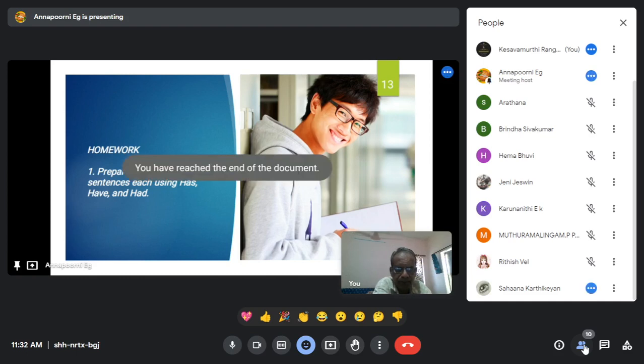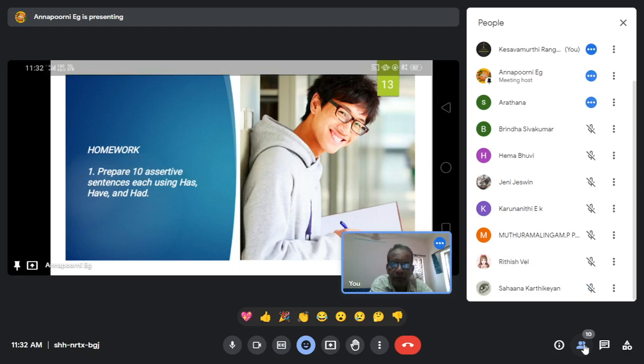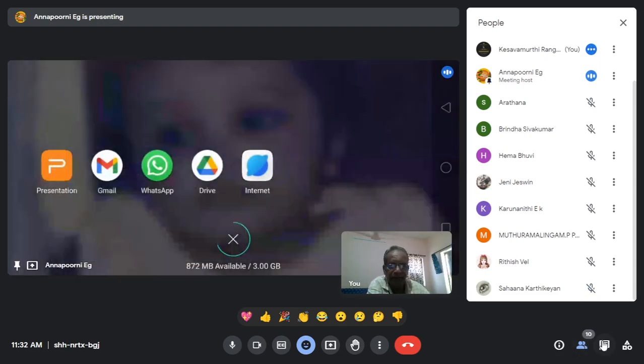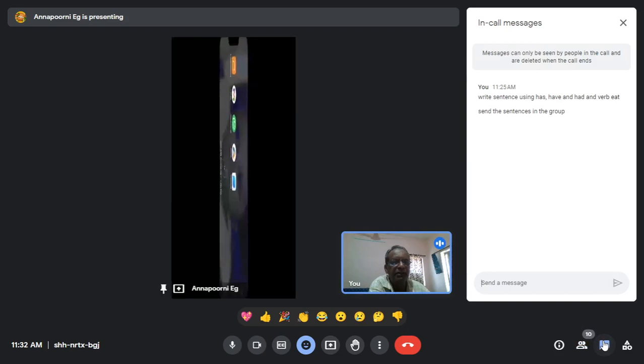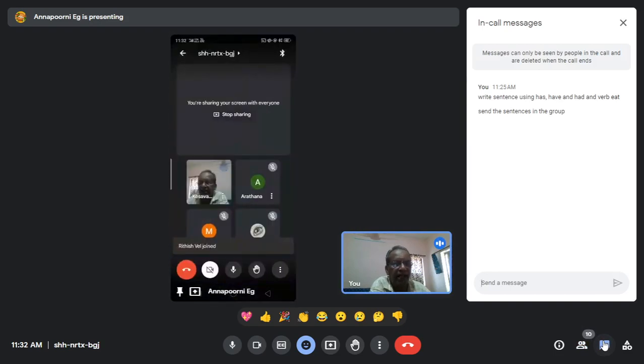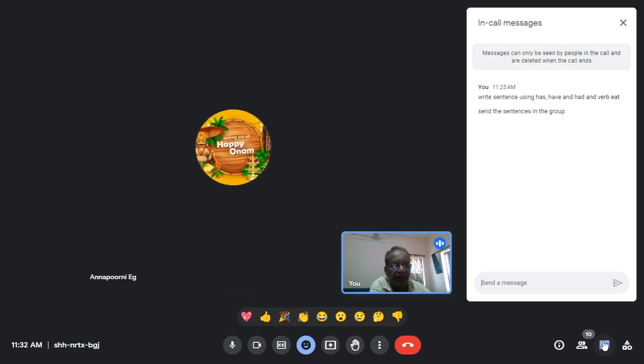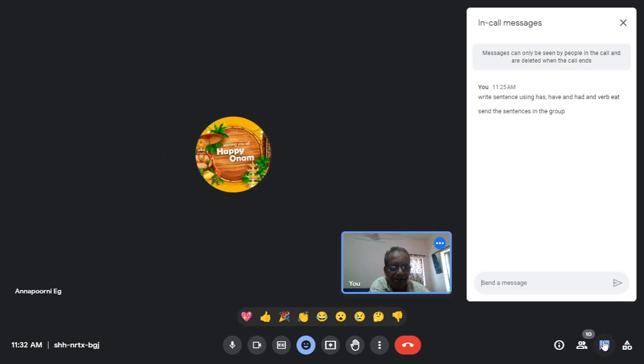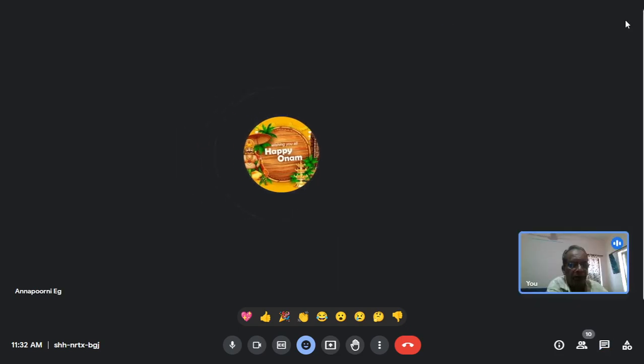They have to send it in the group. Yes, if possible, you can send it in the group. It is good to write and send it in the group so that everybody can see. I had made one: write the sentence using has, have, and had, and the verb eat. I think madam has already given that. I did not know that, so no problem. You follow what madam said.